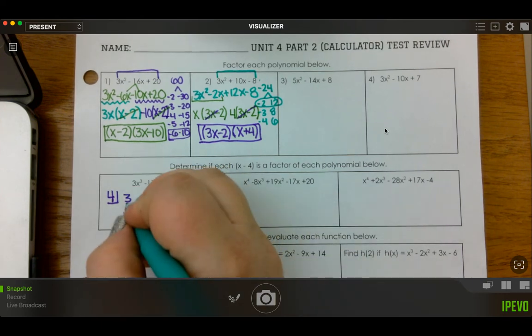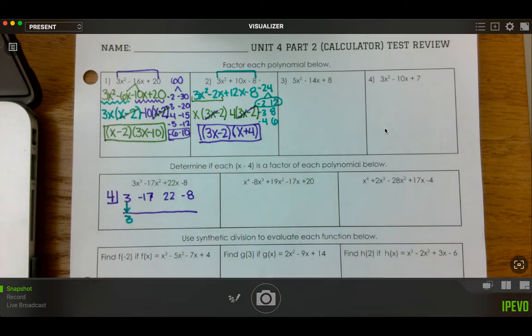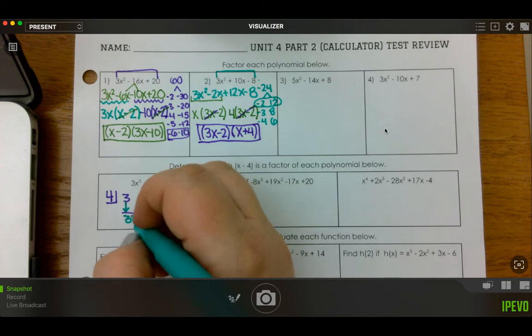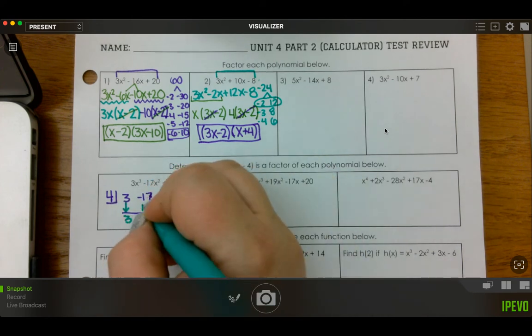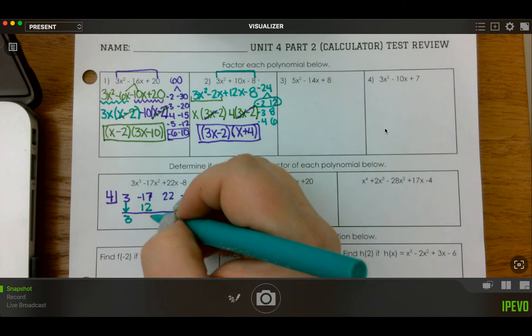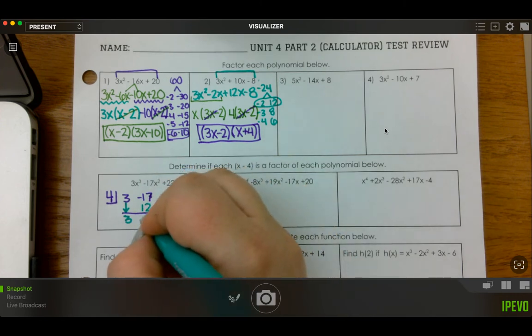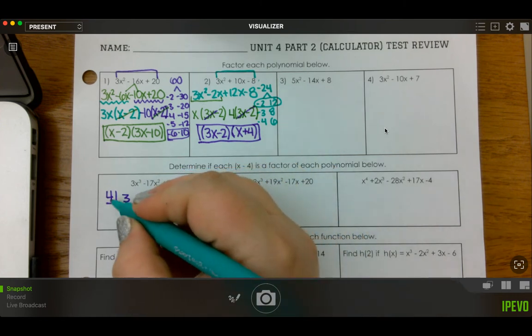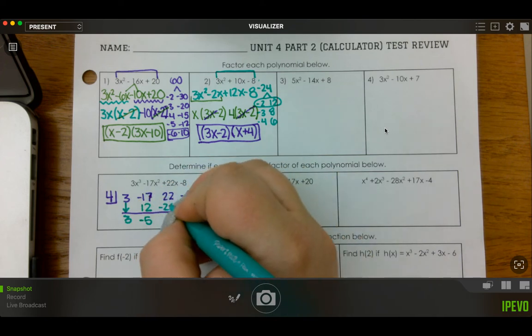Then drop this first number down and take whatever numbers are down here and multiply them by the number in the box, which is 4. So 3 times 4 is 12. And then put that in the next column and add these together. That makes -5. Take this new number times 4, that's -20.